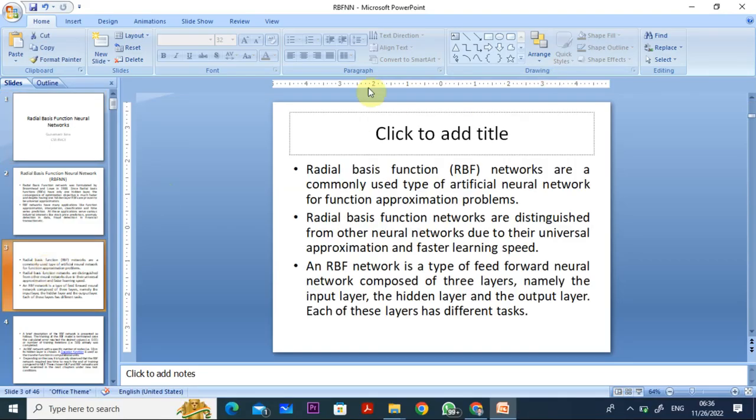So these are the things we come across, and I hope you got a very clear concept of the radial basis function.